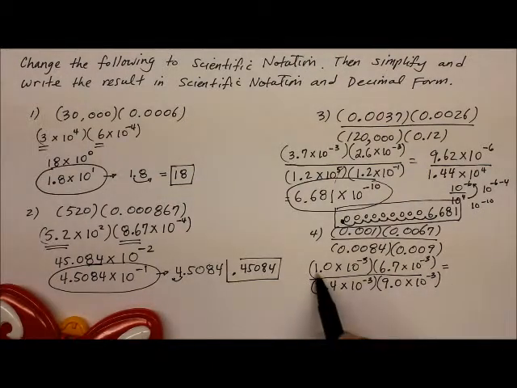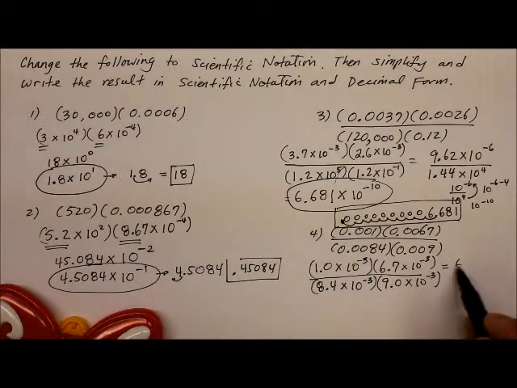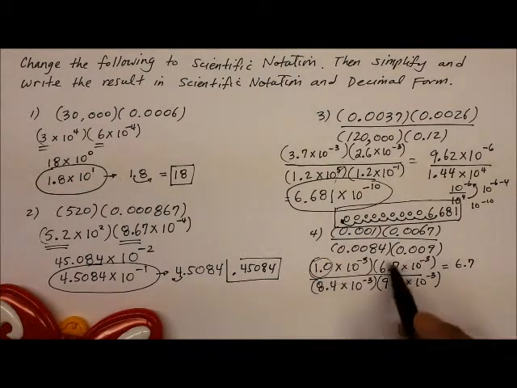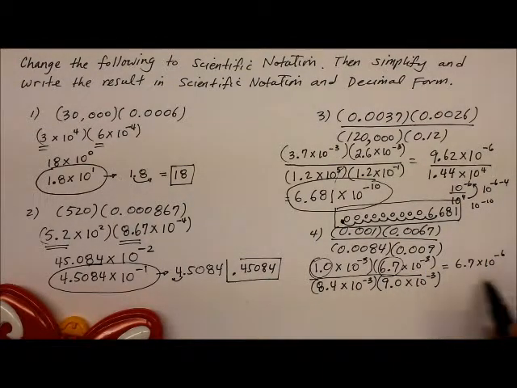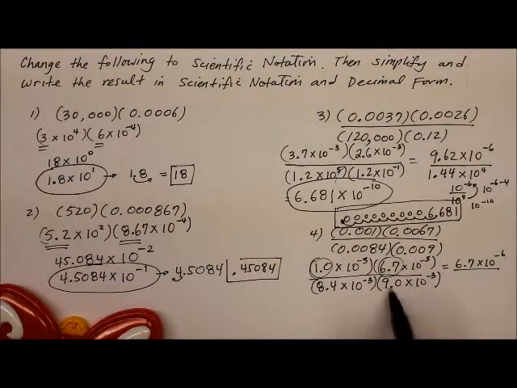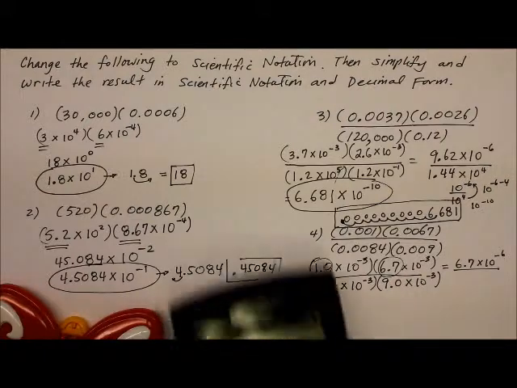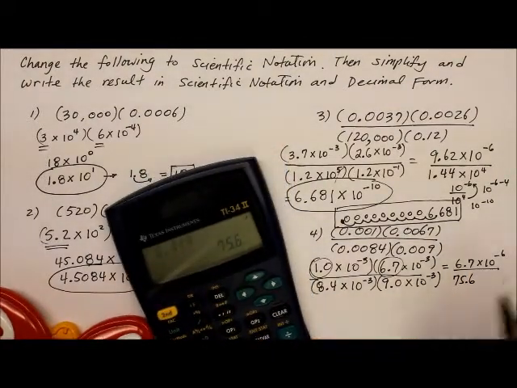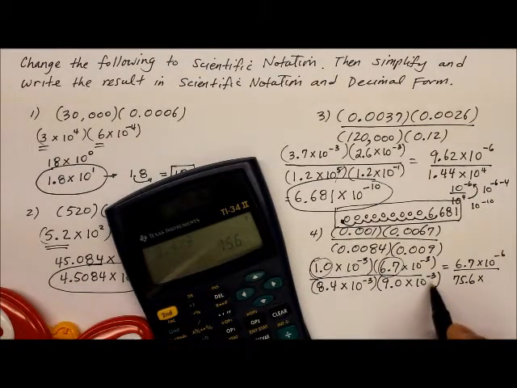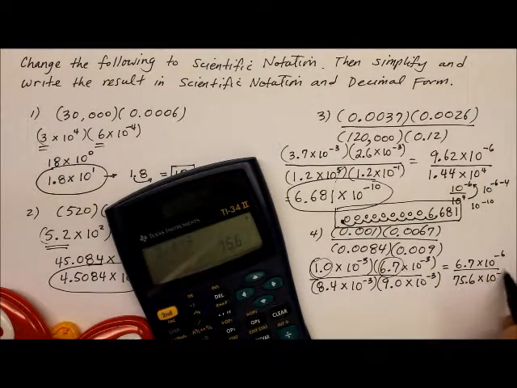Now the rule is 1 times 6.7 is 6.7. Okay? And 10 to the negative 3 and 10 to the negative 3 is 10 to the negative 6. All over 8.4 times 9. Okay, I could do that right here real quick. 8.4 times 9. That's 75.6. Times 10 to the negative 3. Negative 3 is negative 6.